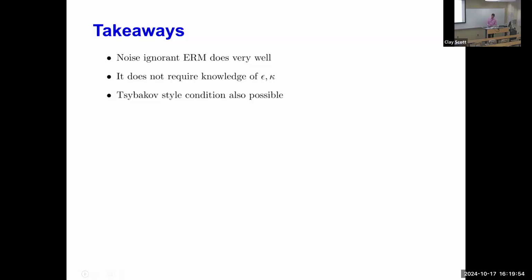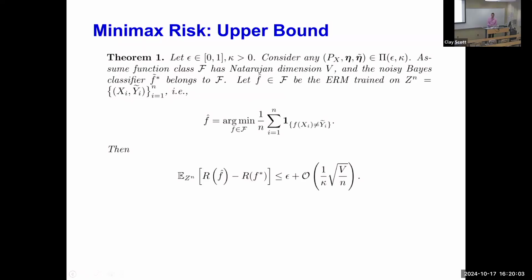Furthermore, the algorithm doesn't require knowledge of epsilon or kappa. So in that sense, it's adaptive. Whatever your posterior drift problem is, it should live in this set pi for some choice of epsilon and kappa. And whatever that is, this algorithm will adapt. It doesn't need to know epsilon and kappa, and it will still give you a performance guarantee.